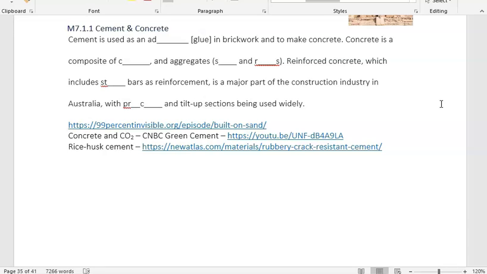Okay, reinforced concrete, which includes steel bars as reinforcement, is a major part of the construction industry in Australia, and precast and tilt-up sections are widely used. So we add the steel because the steel provides tensile strength. Concrete has no tensile strength. The steel provides the tensile strength. If you want to write that in there as a little note in your margin, steel provides tensile strength.